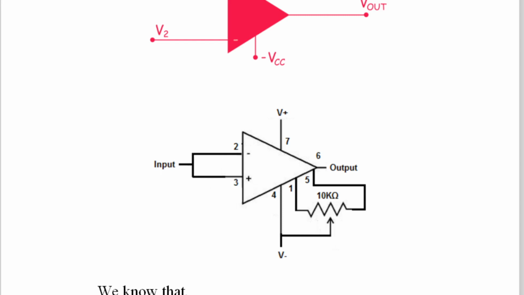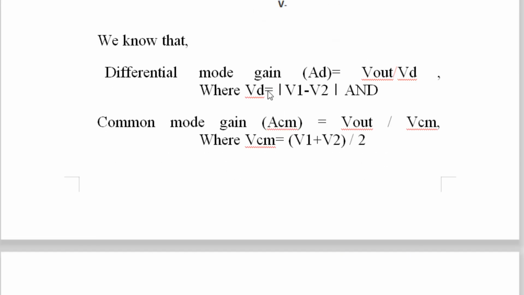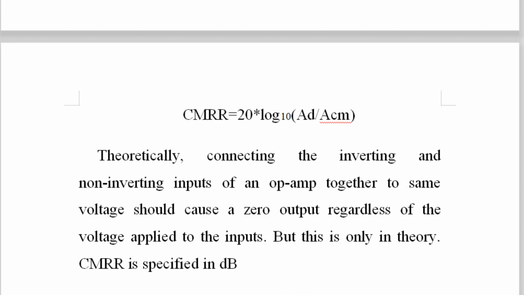So here the common voltage VCM, with V1 equal to 10 volt and V2 again 10 volt, is 10 volt plus 10 volt divided by 2, which means again 10. So that is the way of mathematical representation. So it is like that.